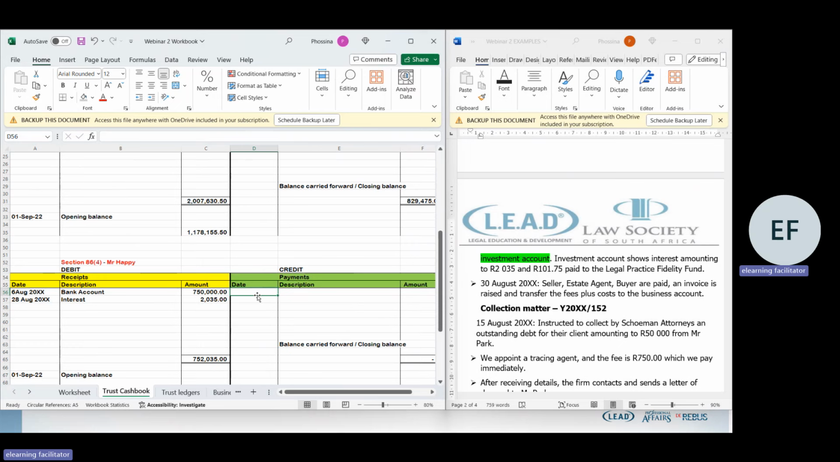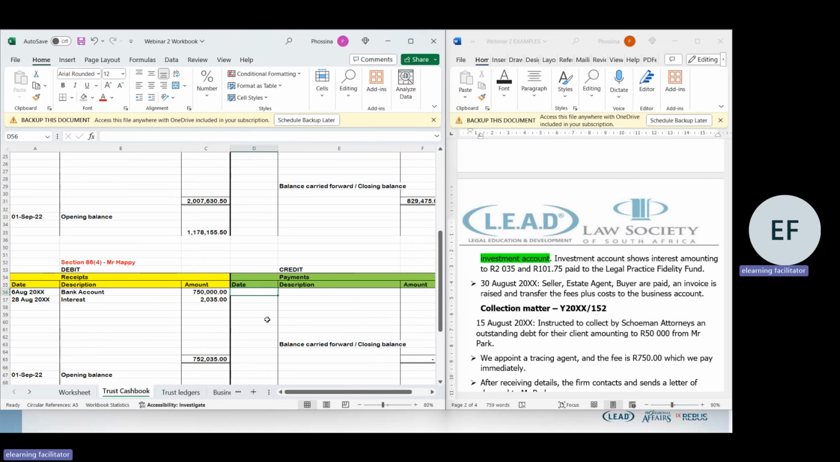Remember, with section 86(4), money gets into the trust account, is paid from the trust account into a section 86(4) investment, and then from there, money comes back into the trust account. We pay on behalf of our client or our creditor, and then after paying, we refund him if ever there's anything to refund.